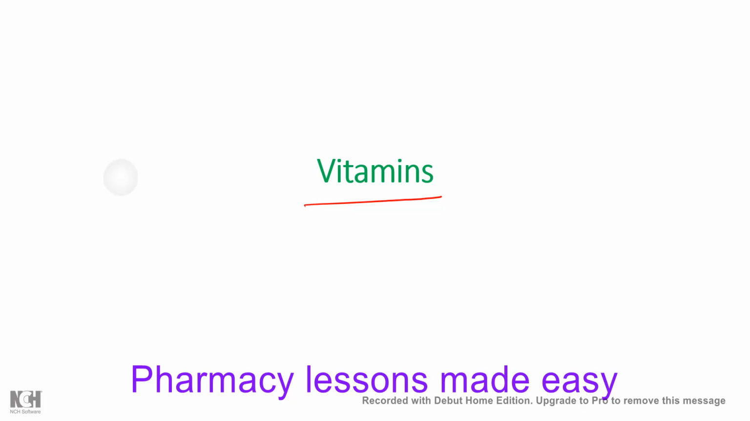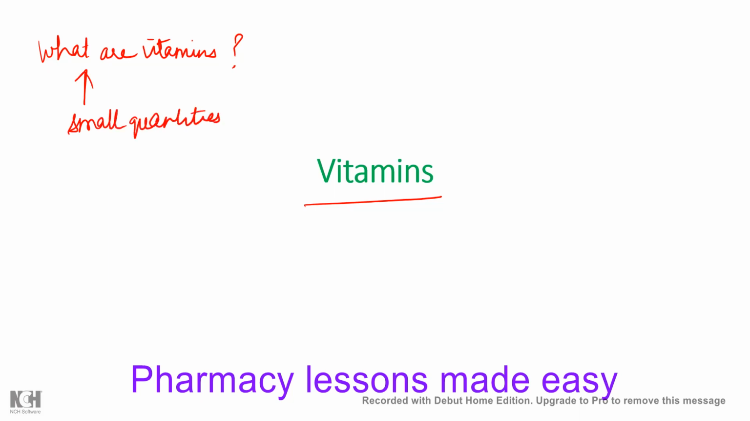So firstly, what are vitamins? They are a variety of compounds which have varying complexities, which cannot be made by organisms and have to be supplied in small quantities in the diet. Okay, they have to be supplied in small quantities in the diet.